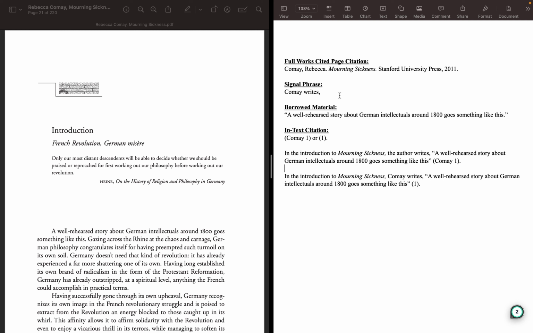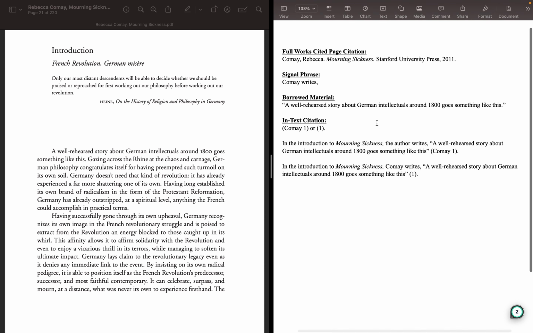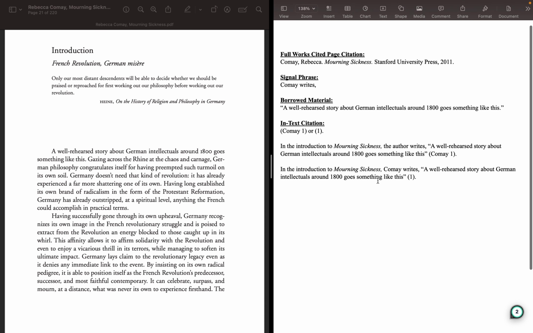Here is an example of what the signal phrase could look like. Let us say in here, I quote the opening line of the book, which you can read here. The signal phrase could be something simple, like Comey writes. This is the quote itself or the borrowed material. And these are examples of what the citation can look like. Now, I've provided two of these examples because there is one thing to remember that I haven't discussed to this point. If you mention the author's name in the signal phrase, all you need for the citation is the page number. Now, it is not incorrect. You can do this to mention the author's name again, but it's technically unnecessary.